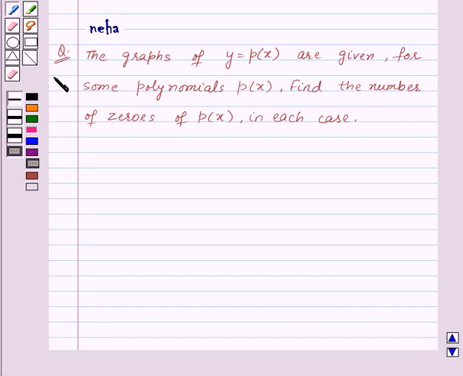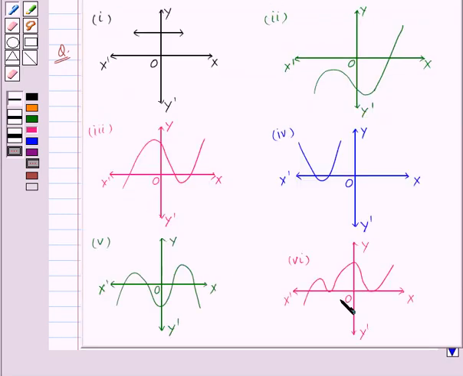The question says, the graphs of y equal to p of x are given for some polynomials p of x. Find the number of zeros of p of x in each case. Here are the 6 graphs given to us.